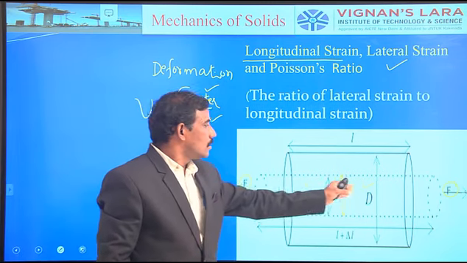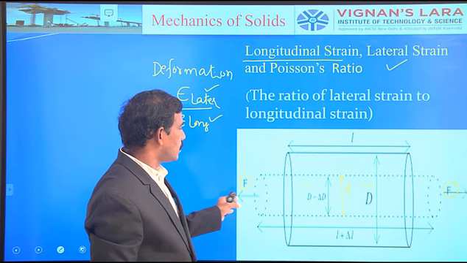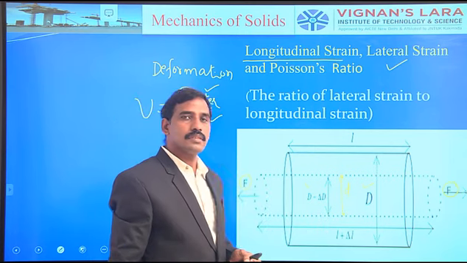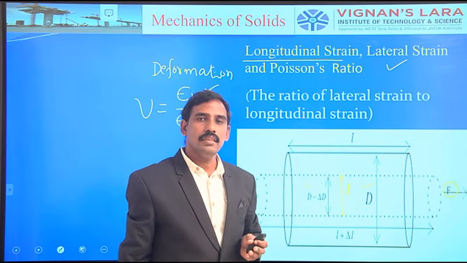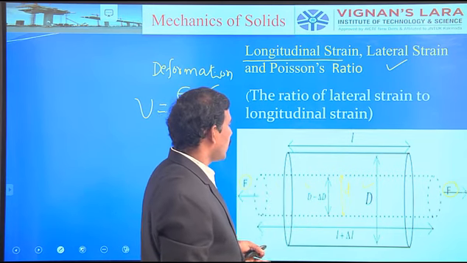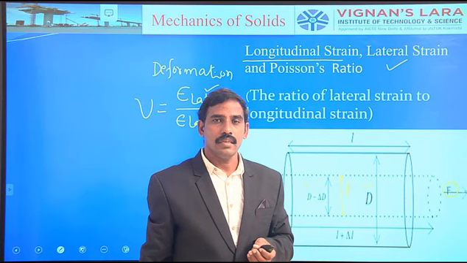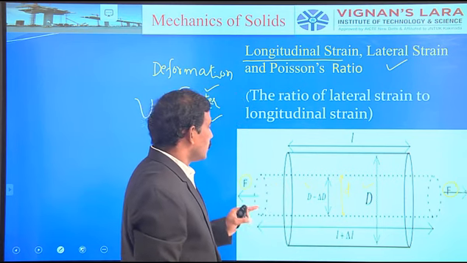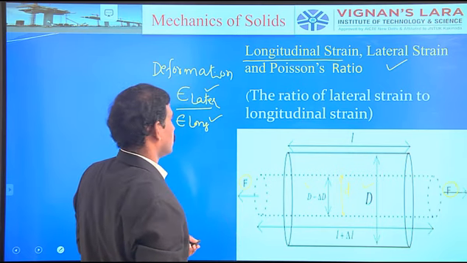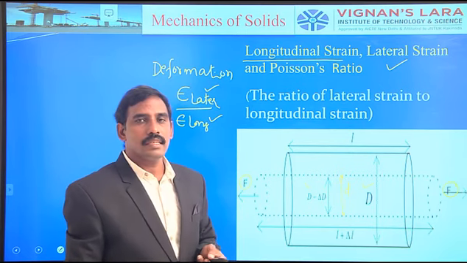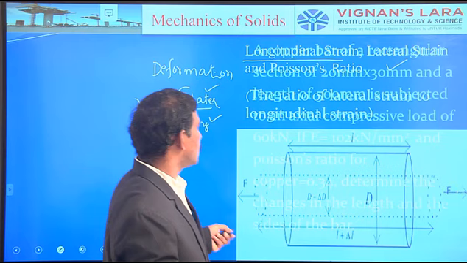Here there is a change in length caused by the applied forces, tensile in nature, and there is a change in the diameter caused by the same load. Then up to a certain value there is a change in volume also. For better understanding, let us take one numerical example.